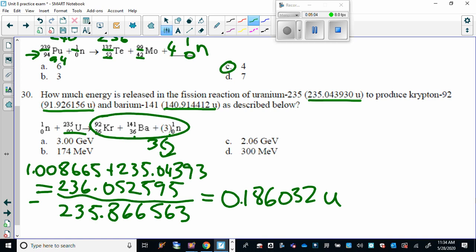You then have to convert that to kilograms, because what we want to do here to get the energy is we just want to use E equals mc squared. But you need the mass in kilograms. So to get that into kilograms, you got to multiply it by the number that's on the back of your formula sheet.